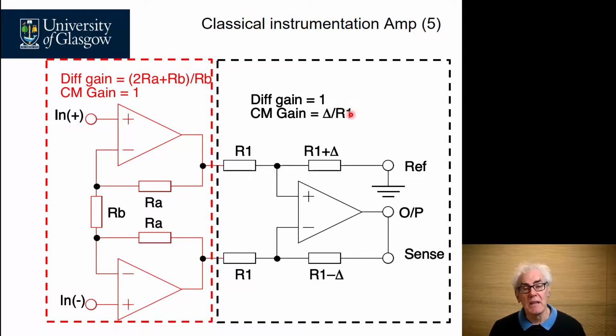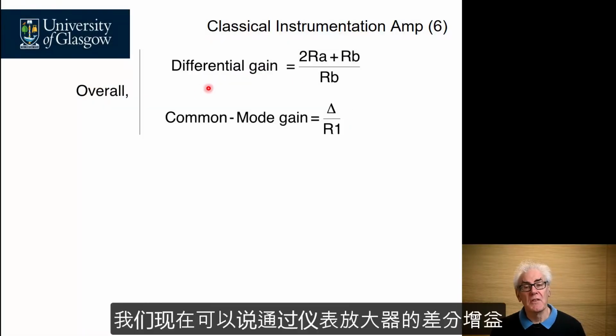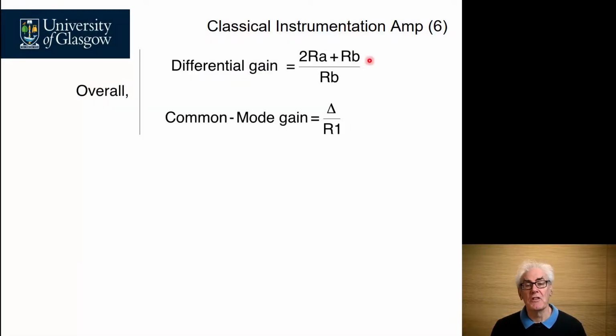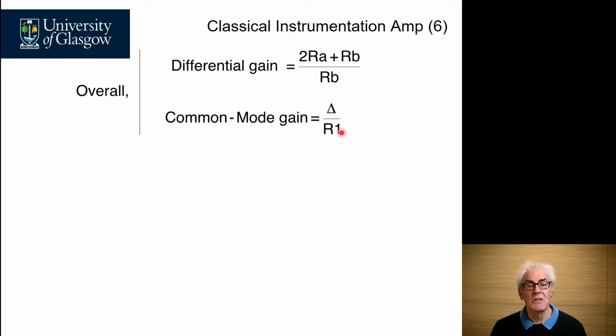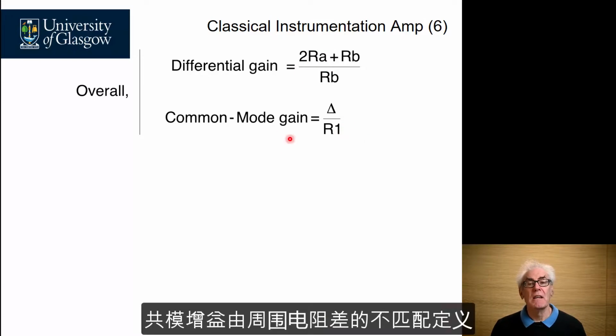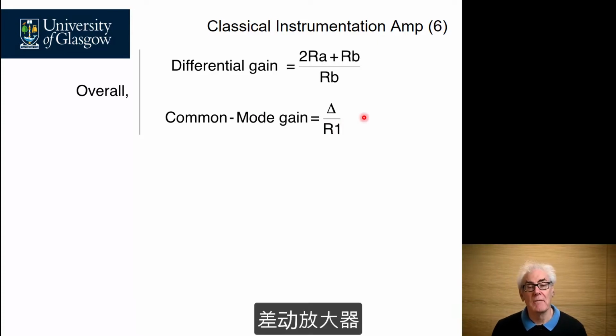So combining these two lots of equations, we can now say that the differential gain through an instrumentation amplifier is defined by this here, which is defined by the input resistors, and the common mode gain is defined by the mismatch of the difference of the resistors around the difference amplifier.